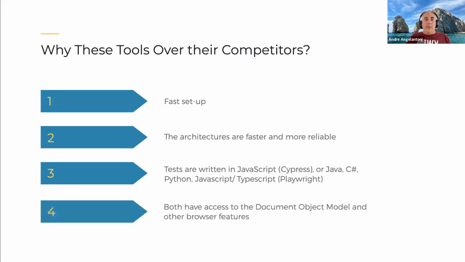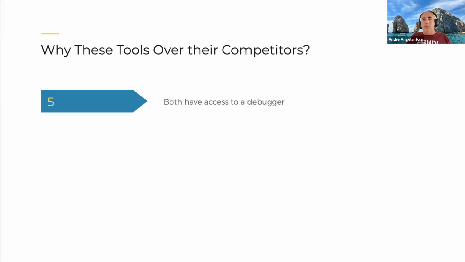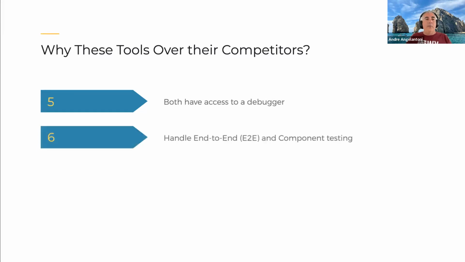Both have access to the document object model and other browser features. Both have access to a debugger, which is fantastic. And both handle end-to-end and component testing. So when you're testing components for a front end using React or Vue or whatever your favorite framework is, it's actually a little bit more difficult to do component testing, and at least Cypress has a special mode that allows you to test the components a little bit easier.